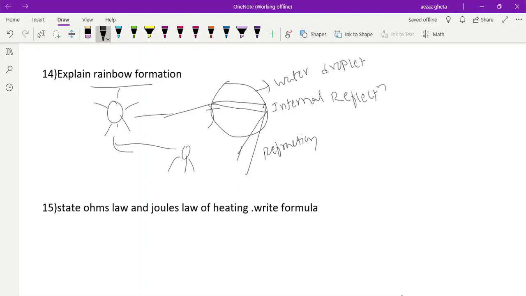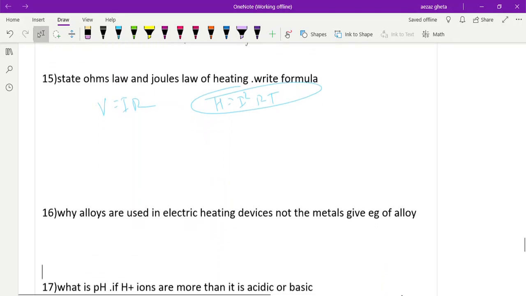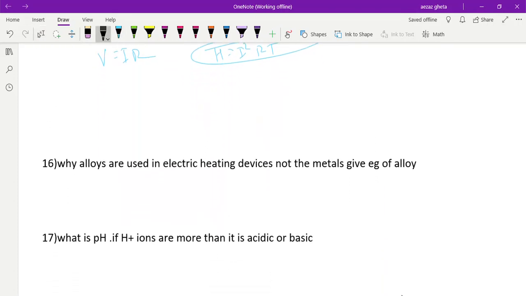Does everybody know about Ohm's law? I don't think so, I need to explain this. V = IR, and Joule's law of heating, H = I²Rt. You should know these formulas and their statements. A very common question: why are alloys used in electrical heating devices, not the metal? Because alloys have a high melting point and high resistivity. An example is nichrome, a very familiar one, which is used in your electric stove, geyser, and electric heater.